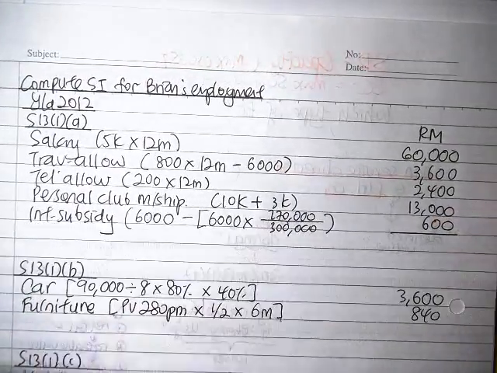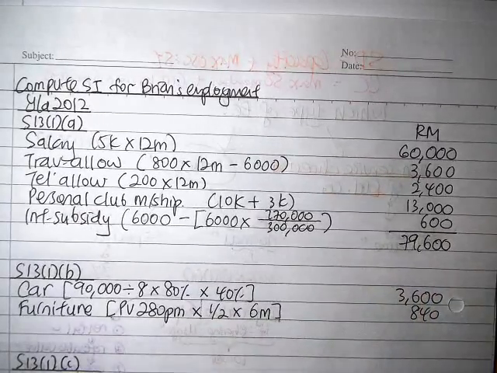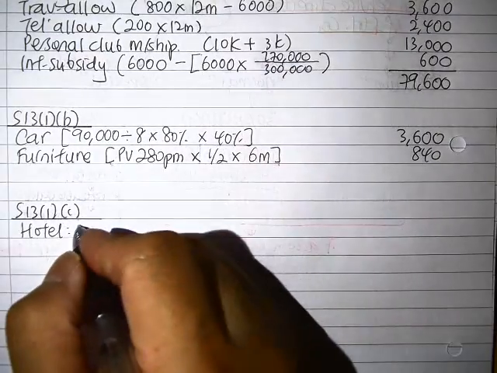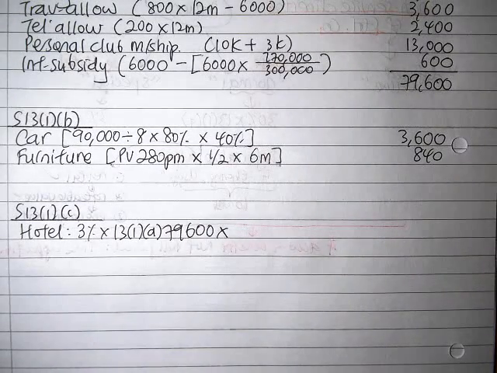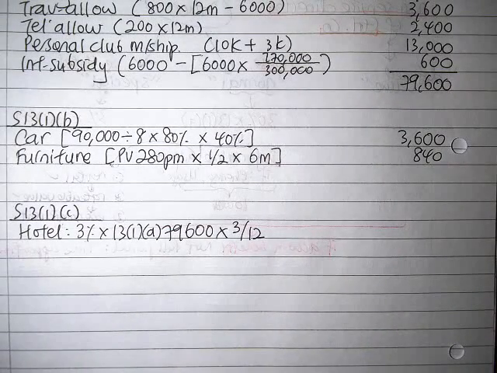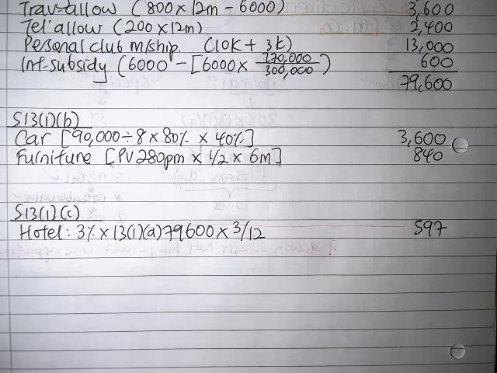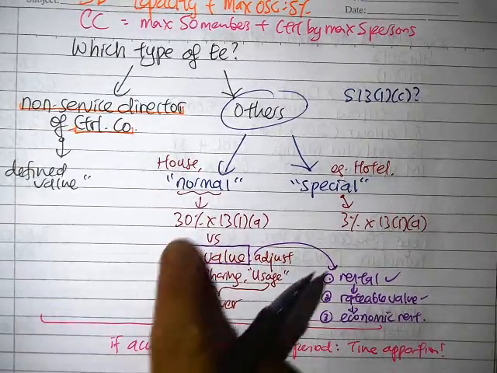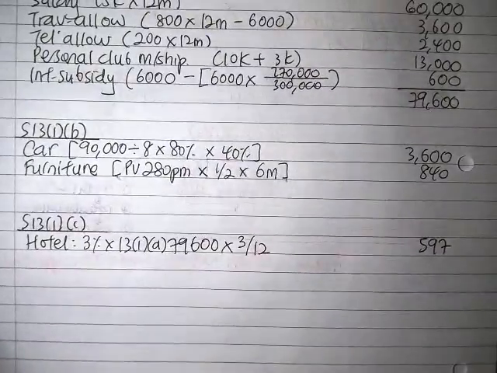Right, class, that's all to do with 13(1)(a). So if you add up all these things together, 13(1)(a) is 79,006. So we're going to take 3% of 1A, which is 79,006, and you're going to apportion. So 3 out of 12 months. So the value is 597. You're not going to do any apportionment for sharing. So please see carefully, all this adjustment is at the defined value stage. This is just 3% of 1A. So I don't care whether you share or not, it's just 3% of 1A.